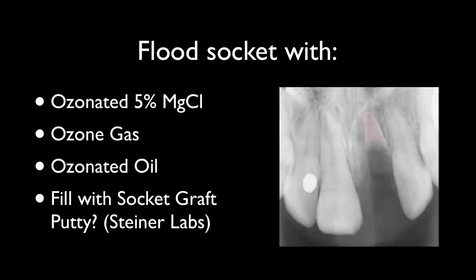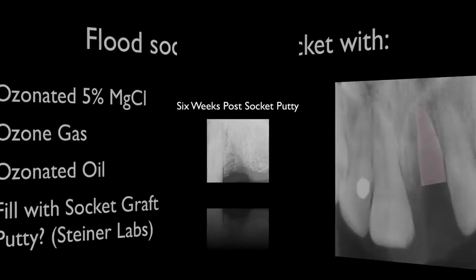There are numerous additional adjuncts biological dentists use, such as irrigating the socket with an ozonated 5% concentration of magnesium chloride, ozone gassing the socket, and then filling with a biocompatible socket putty to control clotting problems. Many biological dentists will offer vitamin C IV and acupuncture or acupressure following the procedure to help clear meridians. Immune system support is always recommended.